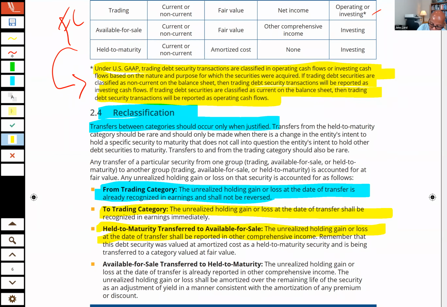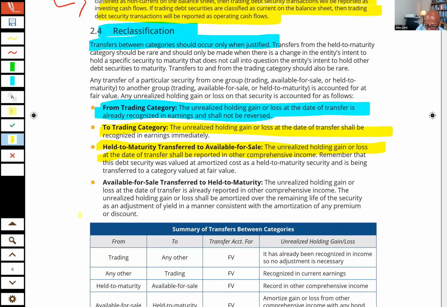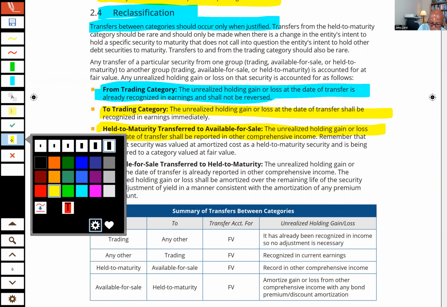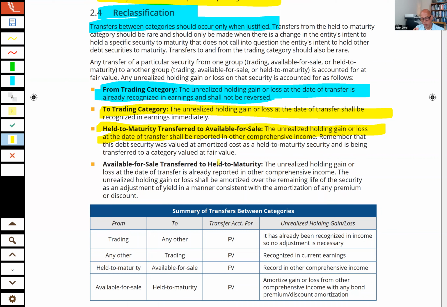Okay. And then if it goes from available for sale to held to maturity, what happens? Well, let's think about this. During this time, you would have been doing what? You would have been taking unrealized holding gains and including them in OCI, right? Okay, so what they're going to do is allow you to take those out of OCI, the accumulated OCI, but you're going to have to do that over the remaining maturity of that security.